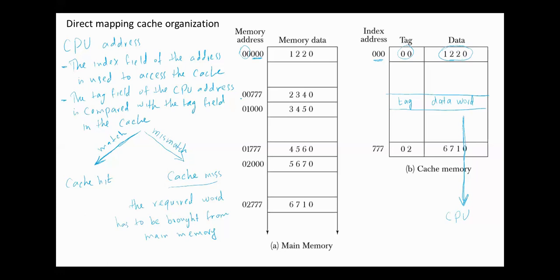And suppose, for example, that the CPU address is 02037, then 37s are used to access the cache. The tag in the cache is 02, and the tag in the CPU address is 00. We have a mismatch, so we have to access the RAM and bring the content of this memory location into this location in the cache.